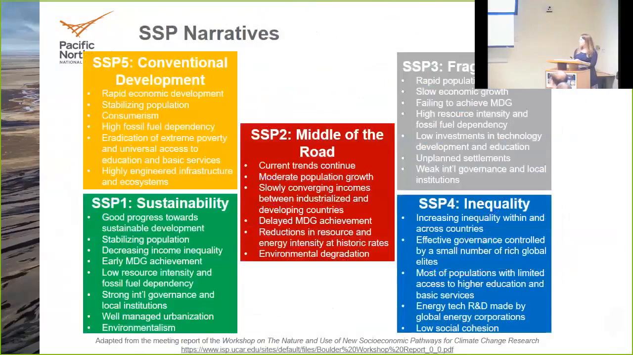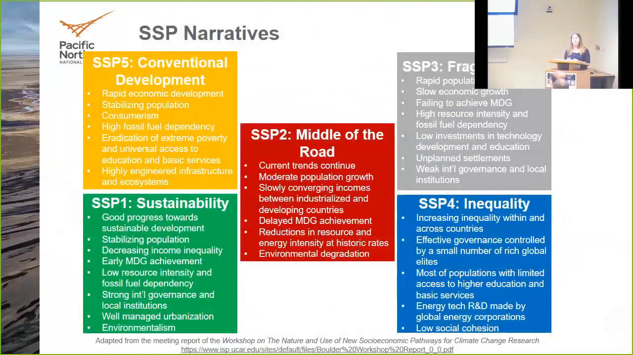These narratives don't just say things about population and income, though. They also tell you things about the technologies and policies and resource availability that you might have in those worlds. There's things like in the SSP1, it says low resource intensity and fossil fuel dependency. In the SSP5, it has high fossil fuel dependency, highly engineered infrastructure and ecosystems. And so those are telling you things about what that world may do.